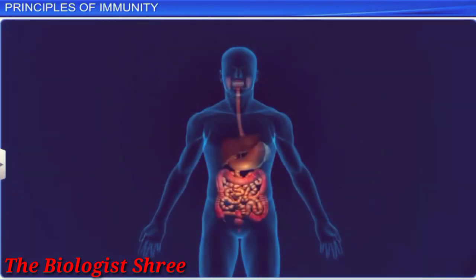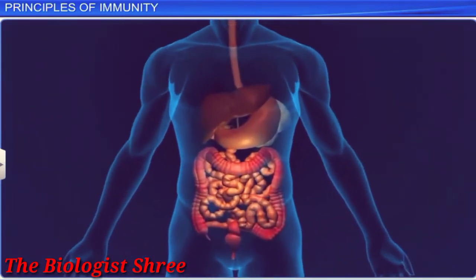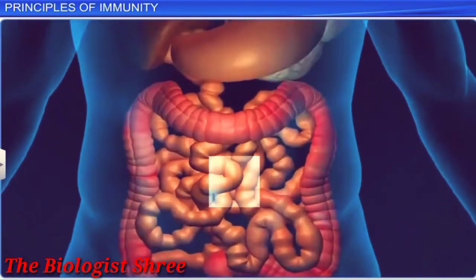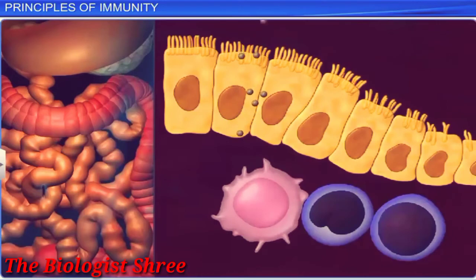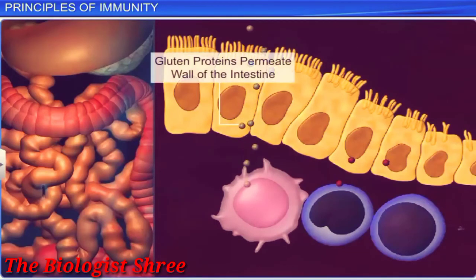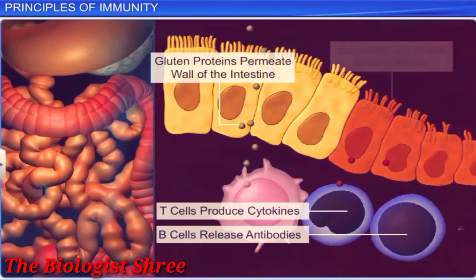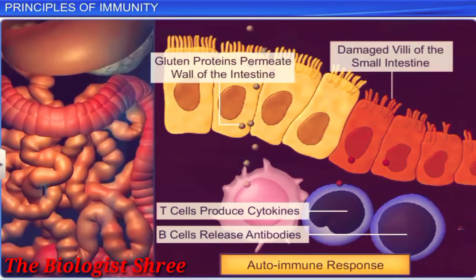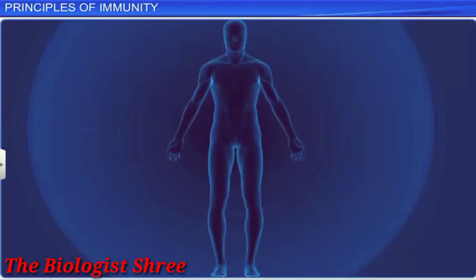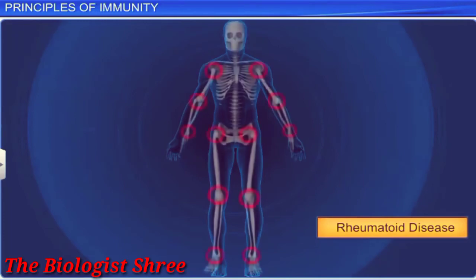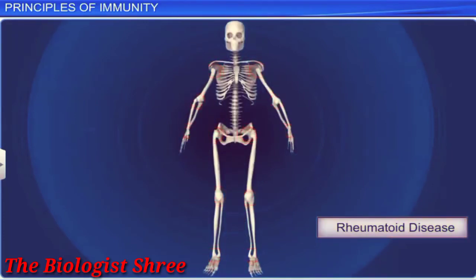In addition, sometimes due to genetic or other unknown reasons, the body attacks itself or self cells. This attack damages the body and is called an autoimmune response. An example of an autoimmune disease is rheumatoid arthritis that affects the joints.